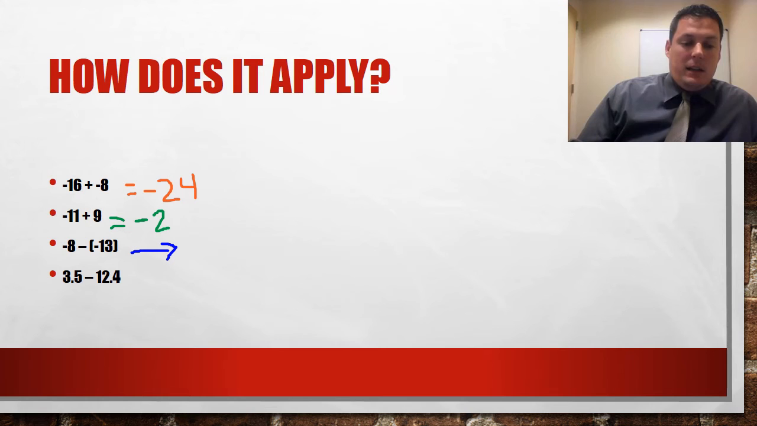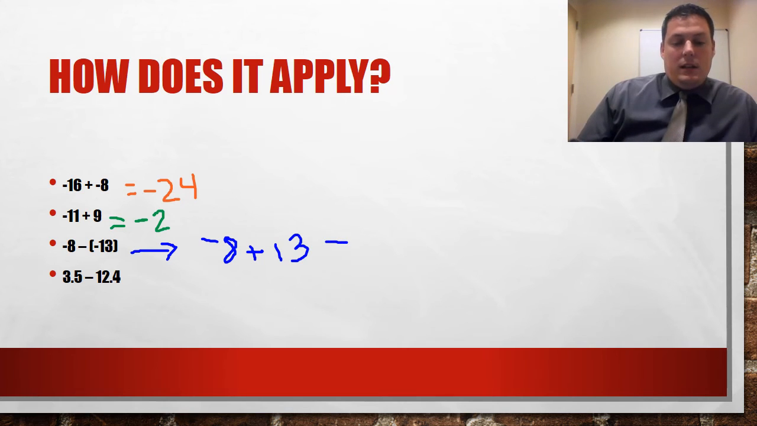Negative 8 minus negative 13, we're subtracting, so we want to keep change, change. Negative 8 we keep, we change the operation, we change the sign of the number. Now we go back to our addition properties. We have different signs, so we're going to find the difference. 13 minus 8 is 5. 13 is the larger number, so the number stays positive.